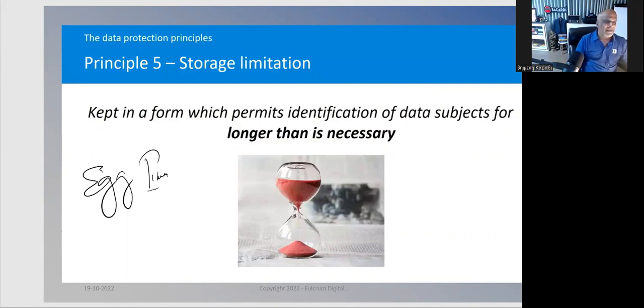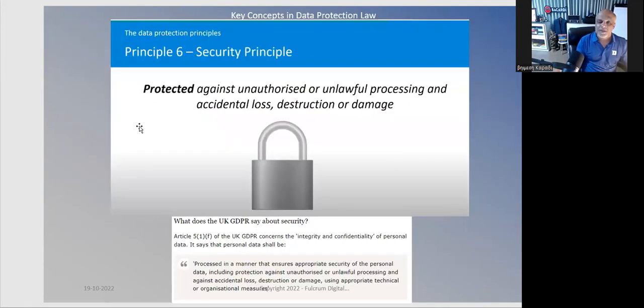Coming back to the security principles, whatever the process, whatever personal data you process, make sure you have appropriate technical and security or otherwise administrative controls in place. That way, if somebody comes back and there is unauthorized or unlawful access, you can stop it using those technical controls.